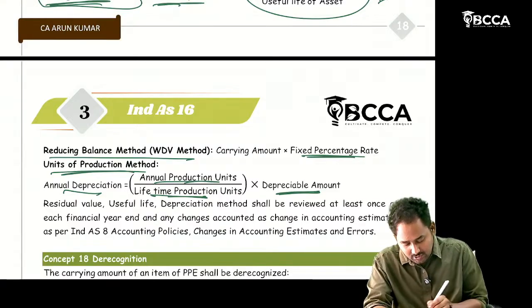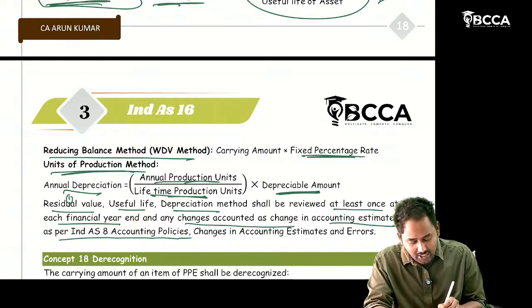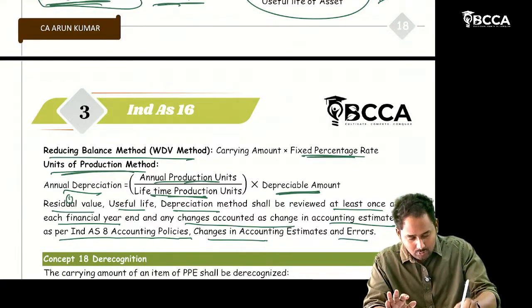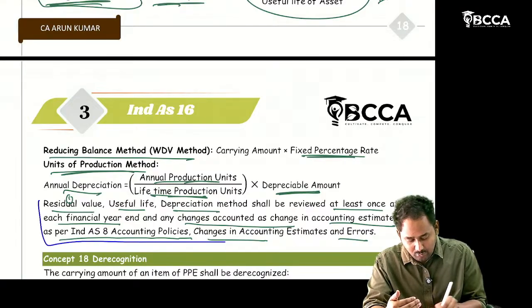And one more thing, residual value, useful life and depreciation method should be reviewed at least once at each financial year, and any changes are accounted for as a change in accounting estimates as per Ind AS 8, Accounting Policies, Changes in Accounting Estimates and Errors. I don't know yet whether you know what residual value, useful life and depreciation method are. I will tell you in 1 minute.